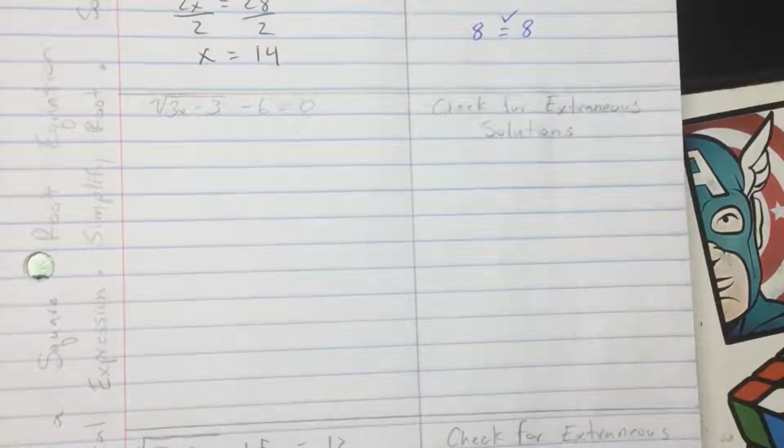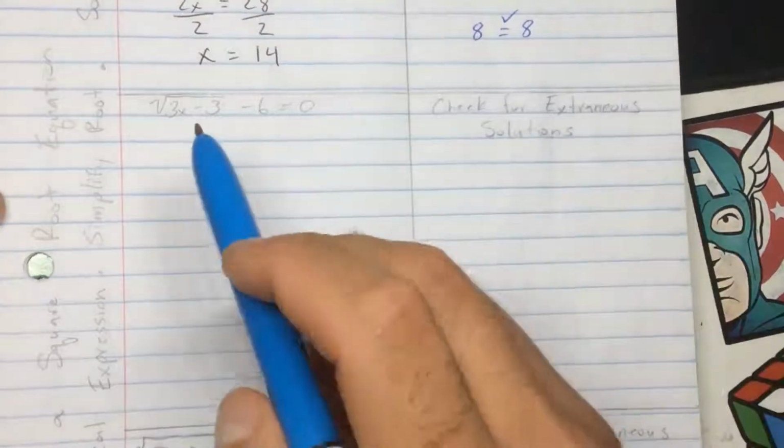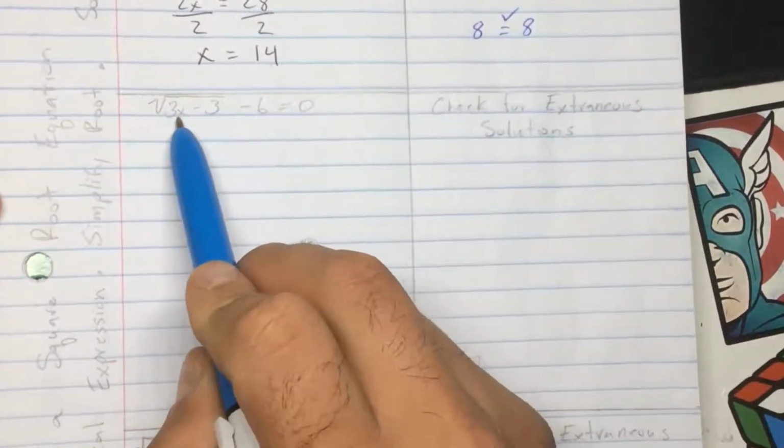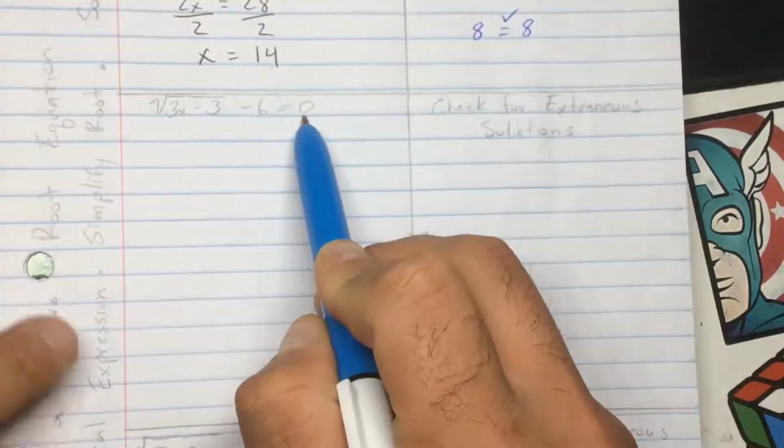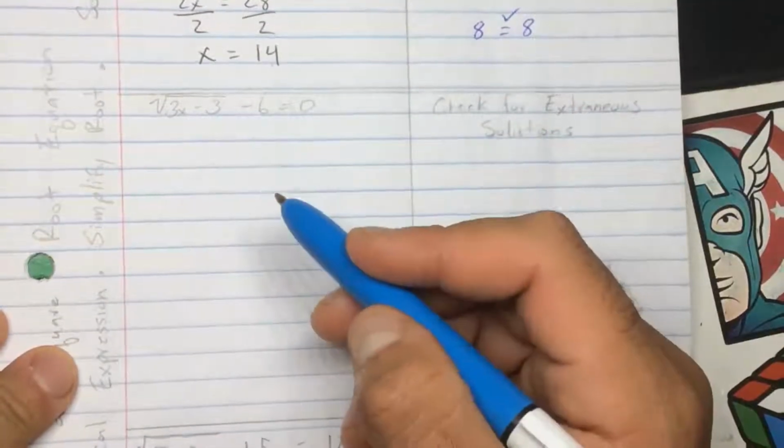This is part 2 of Foldable number 1. Once again, we're solving a square root radical equation. The one we have right now is the square root of 3x minus 3, minus 6 equals 0. In order to do that, first we have to isolate the variable.